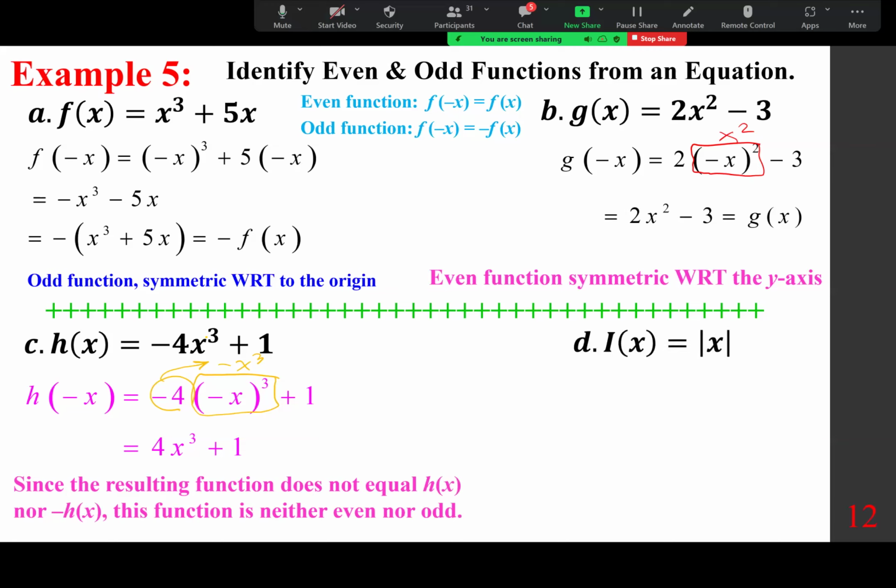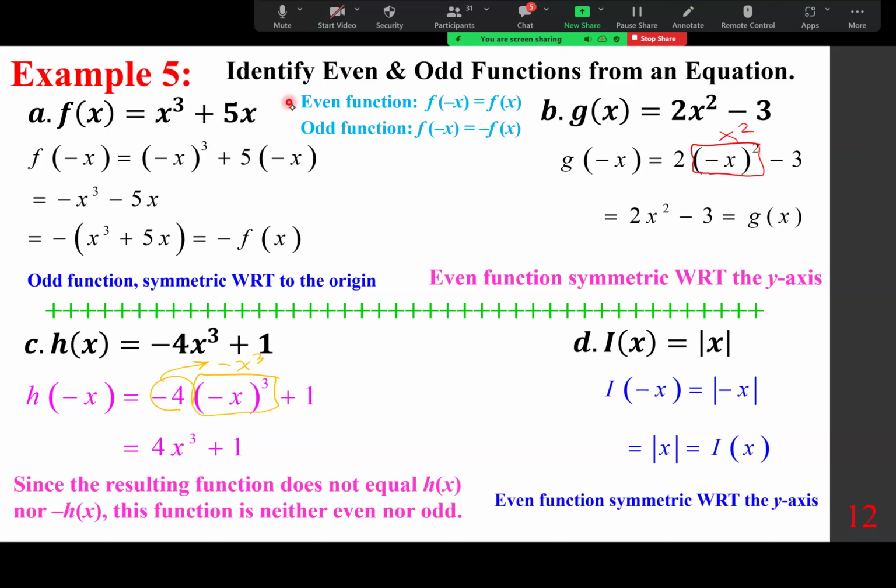I of x is the absolute value of x. Replace the x with minus x. As you know, the absolute value of x and minus x are identical. So this is the definition of an even function. Even function, symmetric with respect to the y-axis.